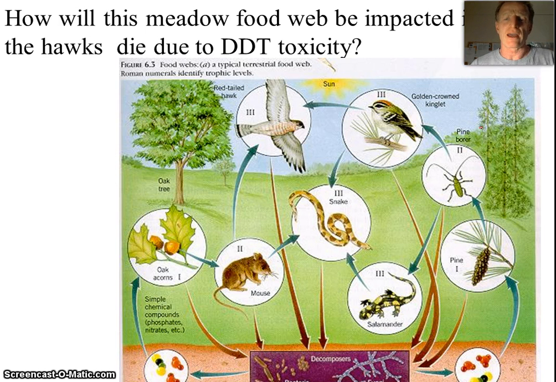So here we have a typical sort of woodland community with hawks and snakes and birds and mice. Well, what happened in the 30s and 40s when we introduced DDT as a pesticide? It got into the ecosystem and it moved up through food chains, and it basically caused birds to not produce viable eggs. Their eggs were very thin and they cracked and they couldn't produce offspring. So what happened? DDT causes the hawk population to die off.